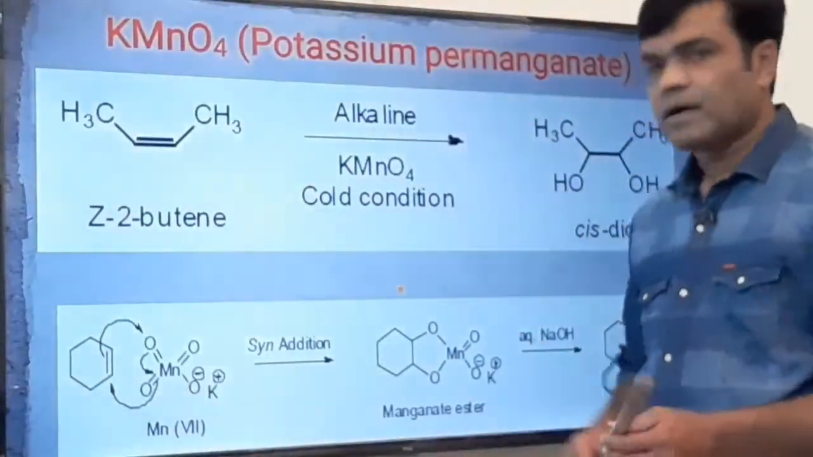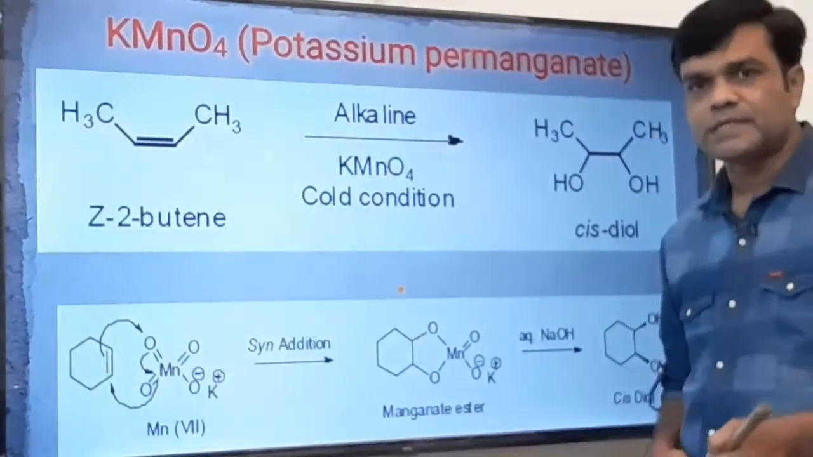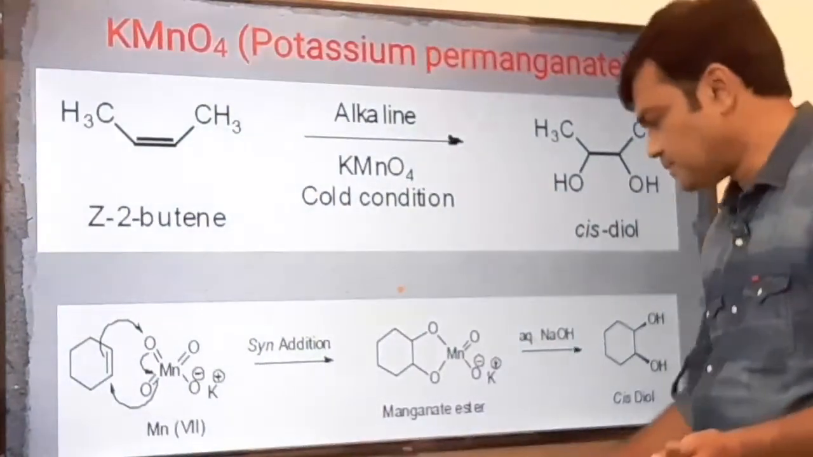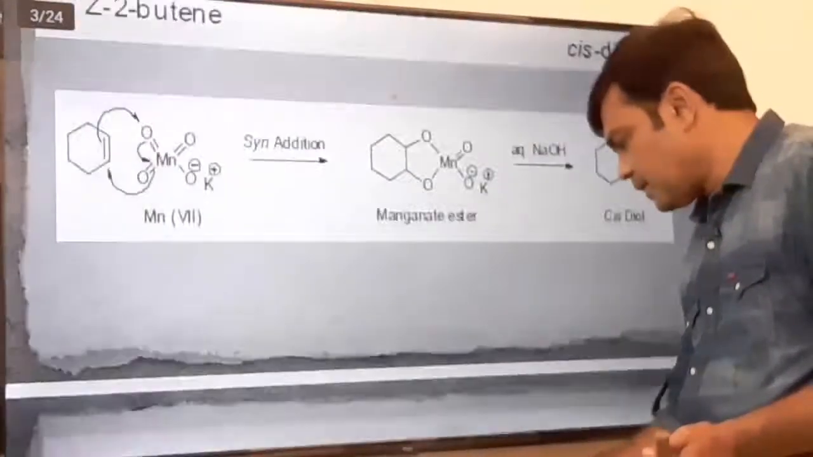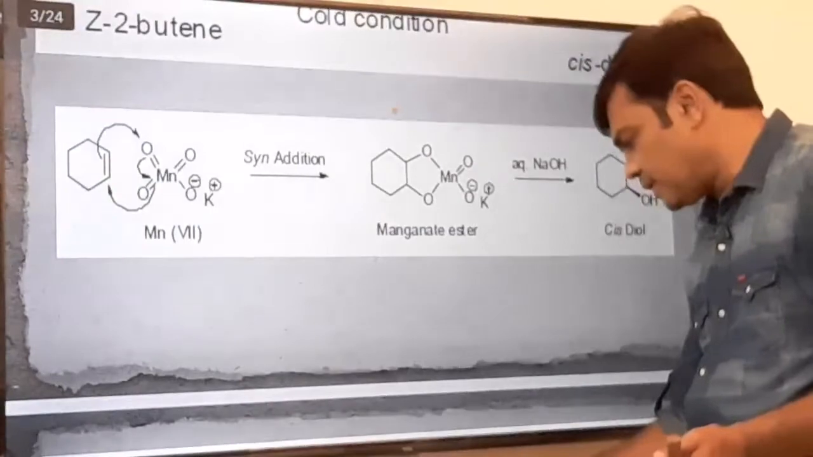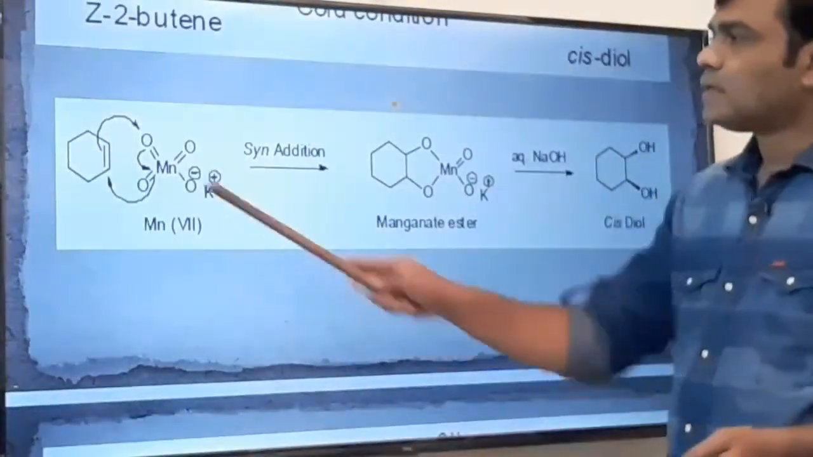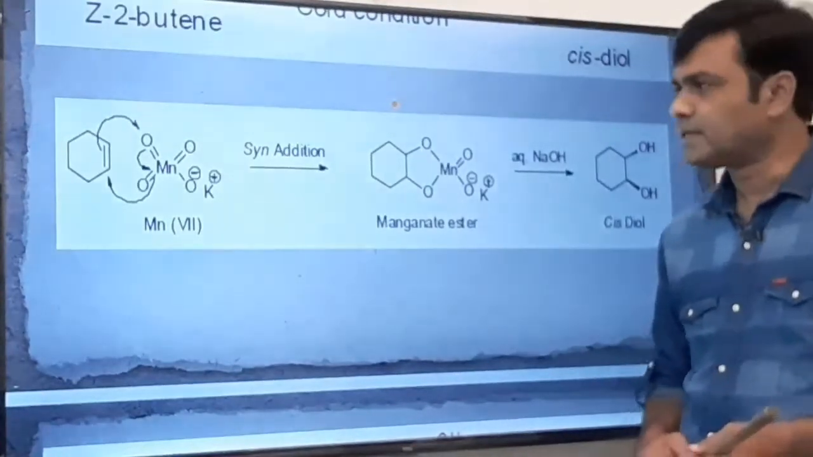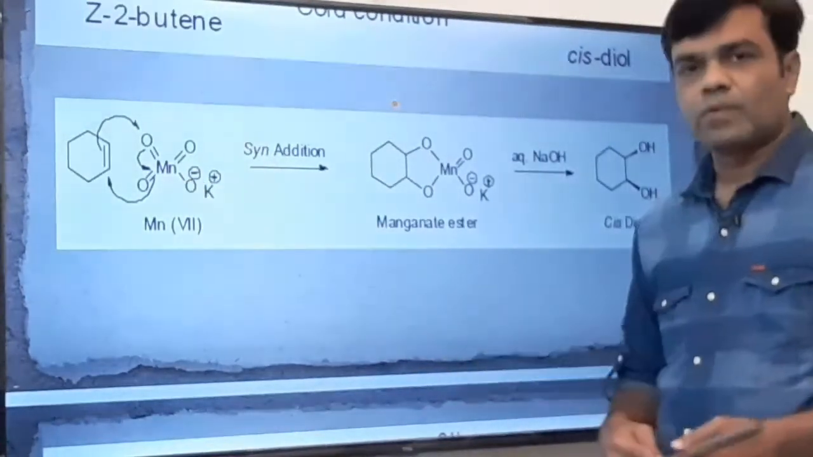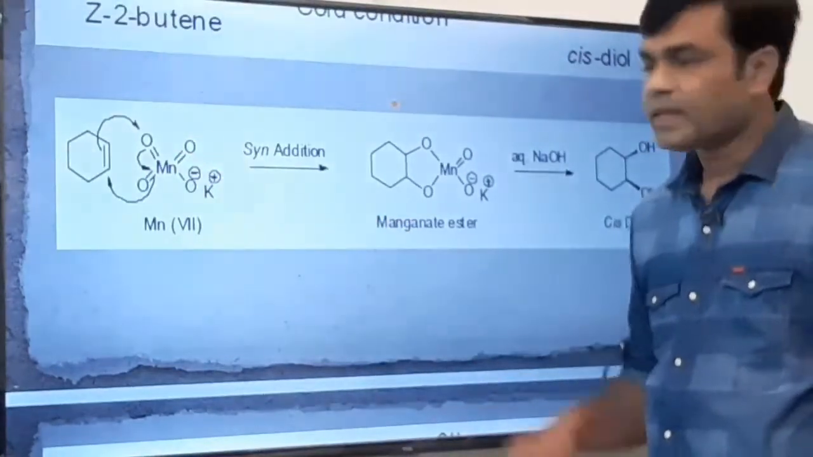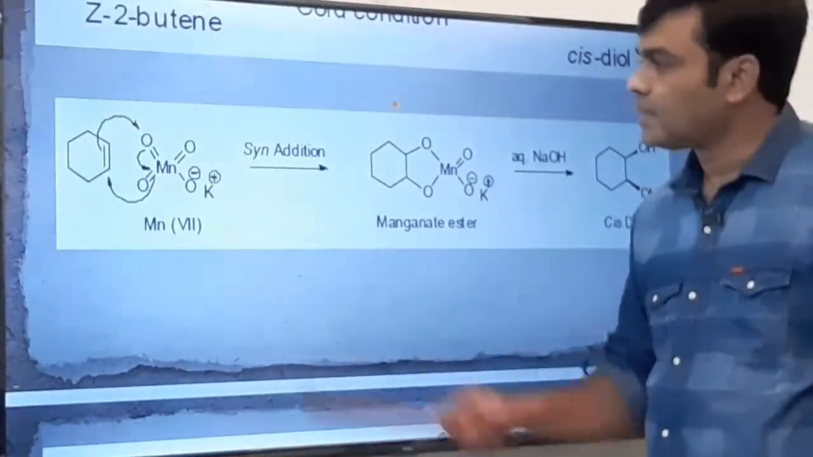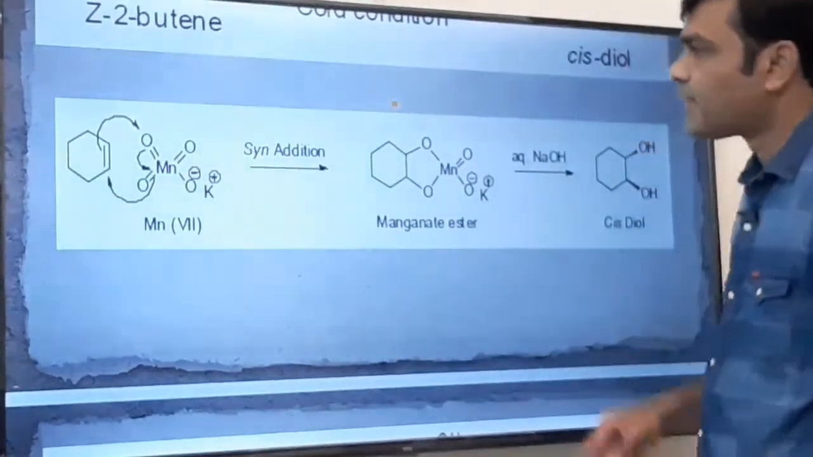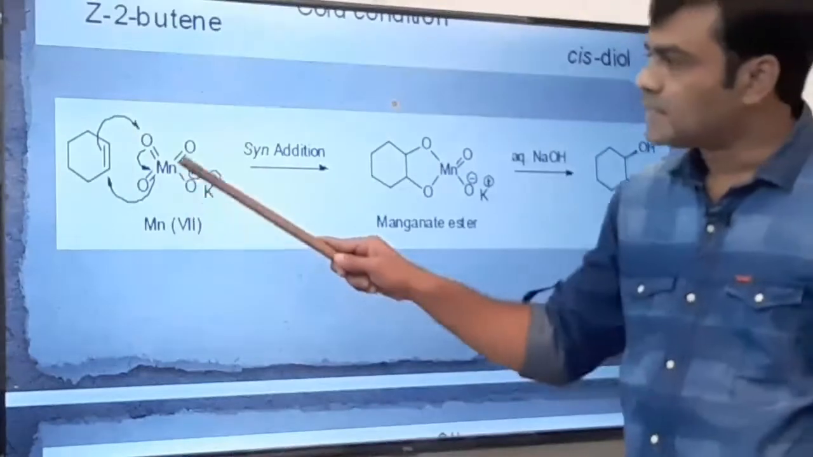Now see the mechanism, how the cis addition, how the syn addition takes place across the carbon-carbon double bond in the case of potassium permanganate. See here, this is cyclohexene, a carbon-carbon double bond containing compound, that is an alkene. This is KMnO4, with 3 oxygens by double bond and 1 oxygen with single bond, so the oxidation state of manganese is +7 here.